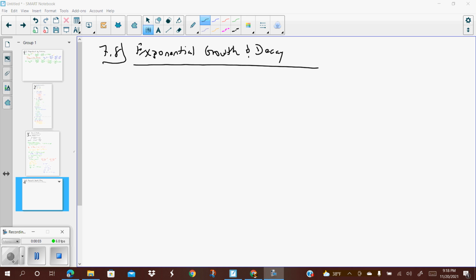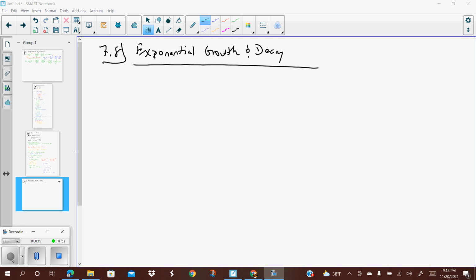All right, this is Unit 7.8. It's the last one in Unit 7. We're going to be talking about exponential growth and decay models. There are a bunch of different types of examples. I'm only going to run through 3 examples of exponential growth and decay.